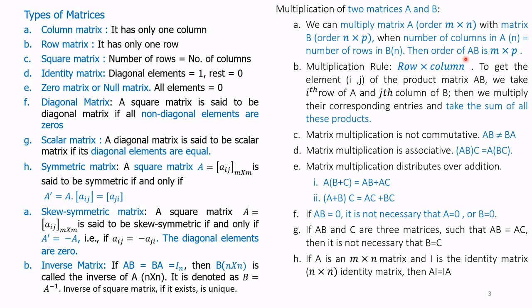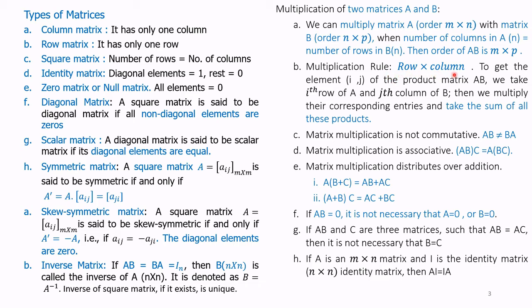The order of the resultant matrix is m into p. That is, the number of rows in the first matrix into the number of columns of the last matrix. This you remember. Here only 2 are given. If you have a number of matrices, then the order of the resultant matrix will be the number of rows of the first matrix, m, and the number of columns in the last matrix. This you please note.